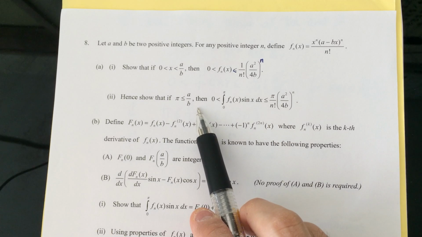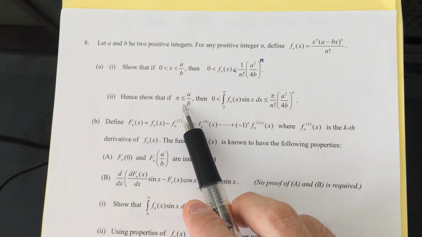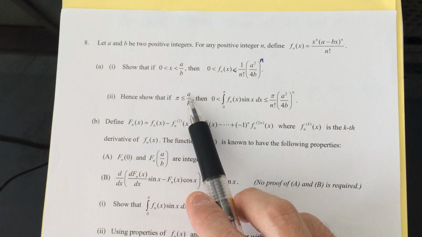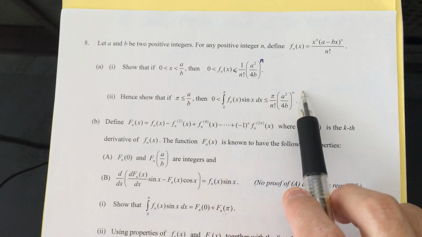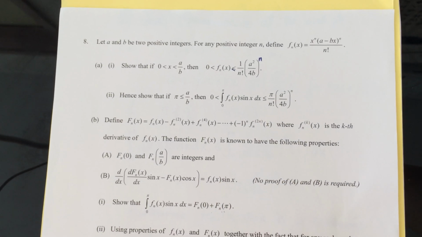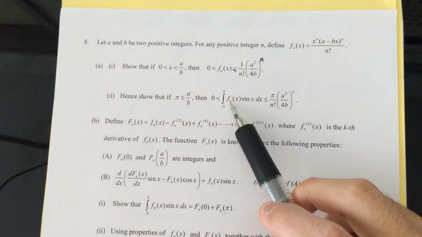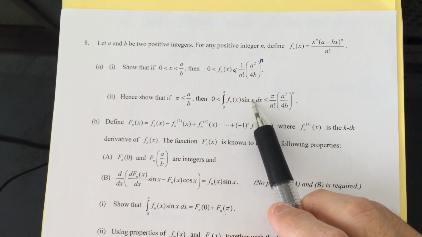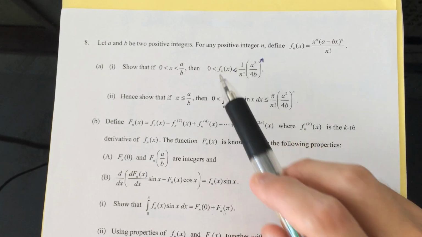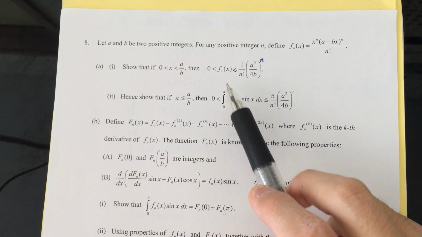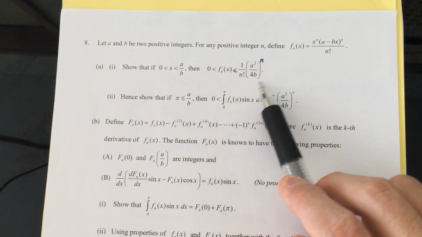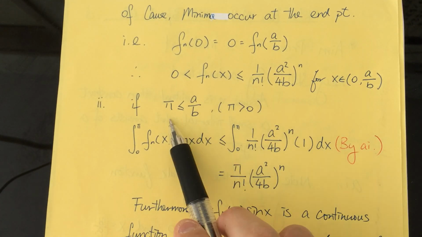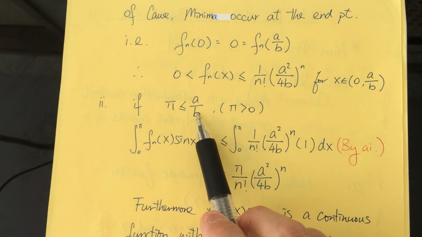Then let's move on to part A2, where I try to show that if pi is less than or equal to a over b, we have this inequality. Of course, this inequality is based on f_n(x) multiplied by sine x, and then we integrate it in the middle part. Therefore, we can just apply the properties of part A1, and we can do the job very easily. So let's see. Pi is less than or equal to a over b.